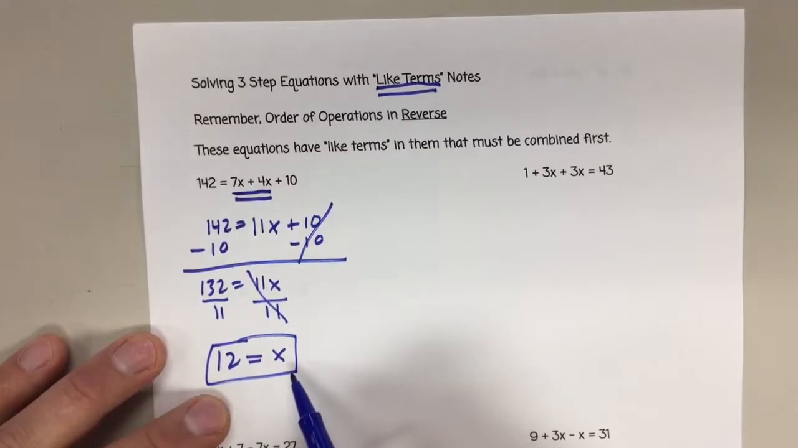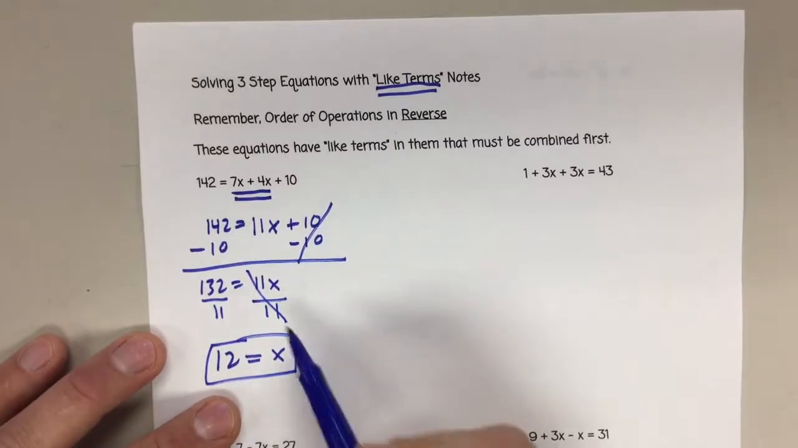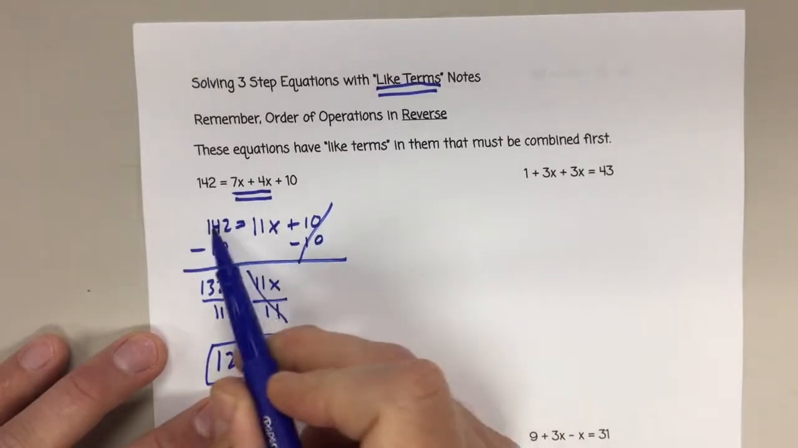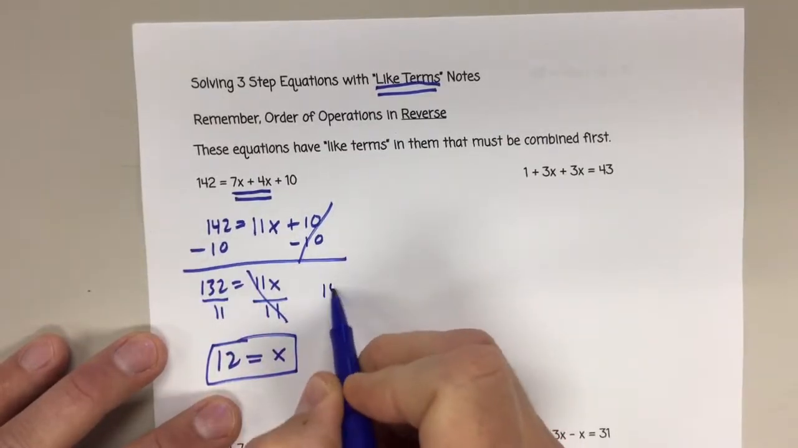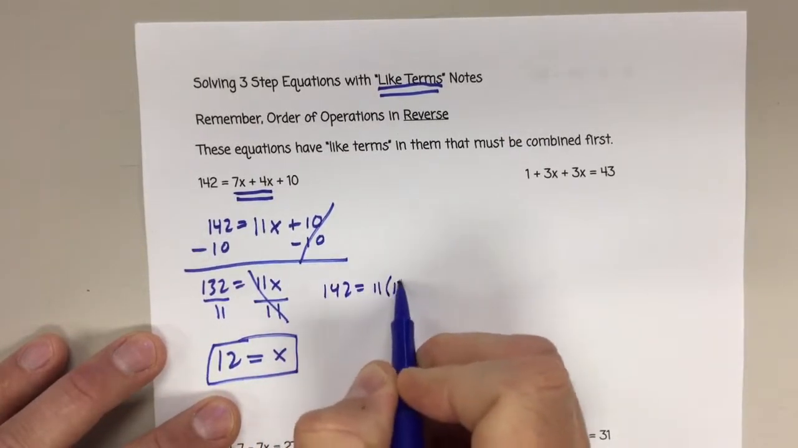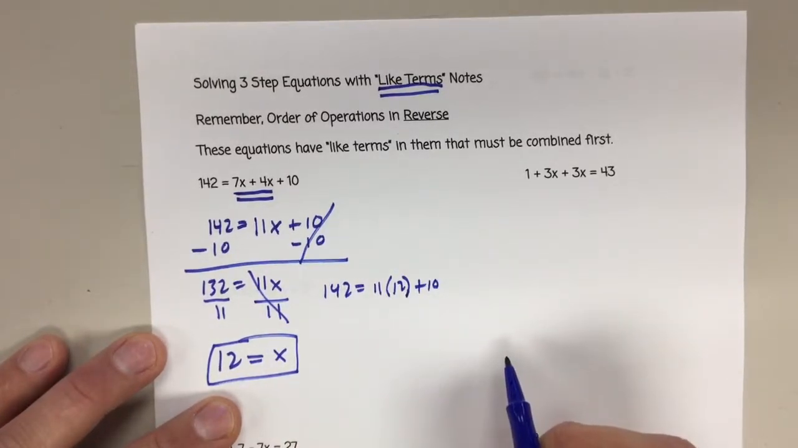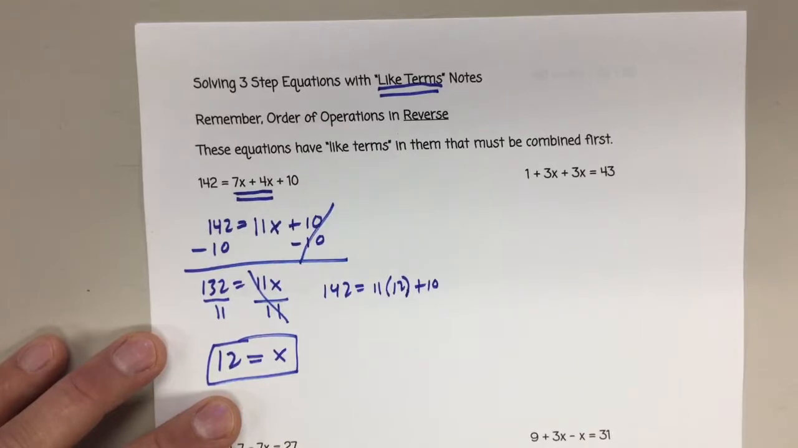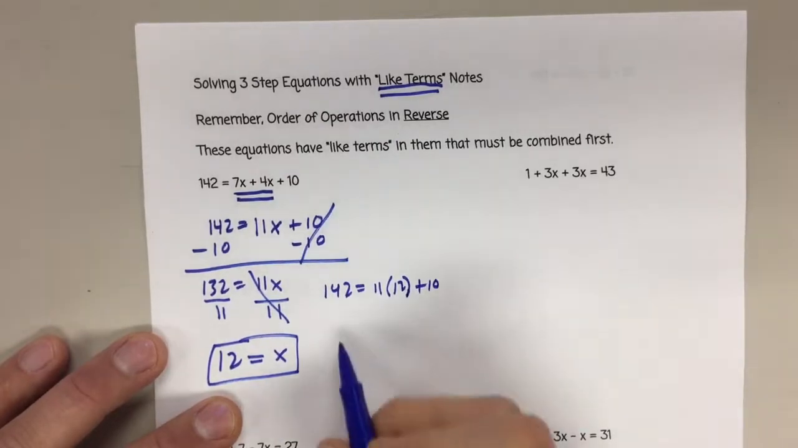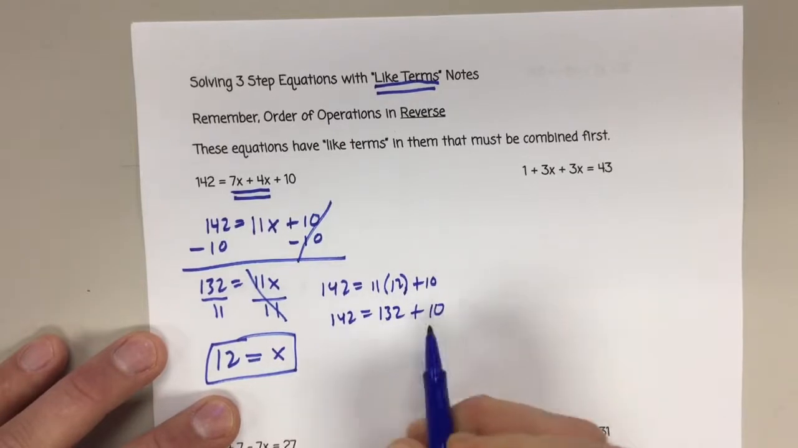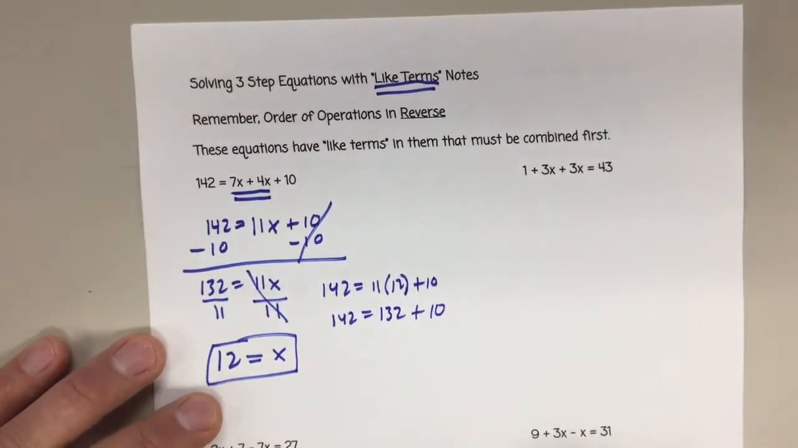Now, these do allow you to check your answers as well. If you plug in the 12 into either equation, it might be easiest to plug it into this one. So it'd be 142 equals 11 times 12 plus 10. 11 times 12 is 132. And then if I add 10 to that, I get 142, and I know I'm correct.